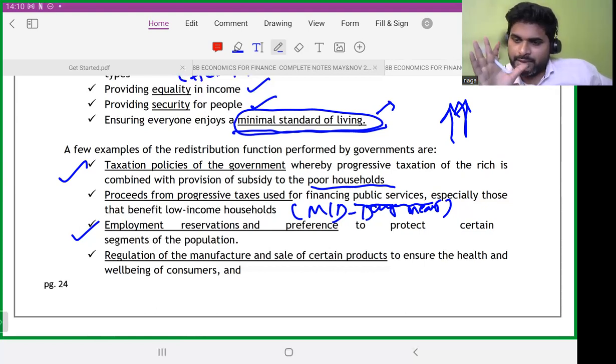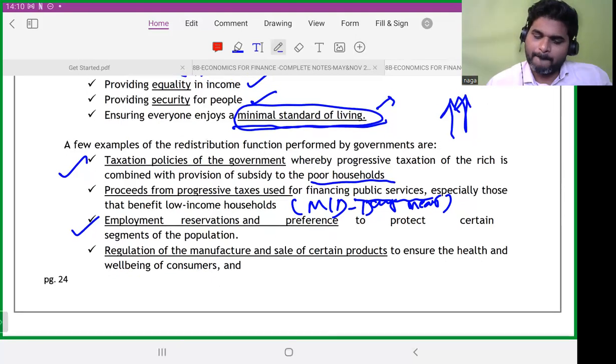Maybe there is some 10 to 20% of misuse, but 80% of the time, people who are really downtrodden were able to come up in their lives for the simple reason of these reservations and preference to certain segments of the population. For everything, there are pros and cons also. We will talk about cons later. We're talking more about pros now, the good intention side.